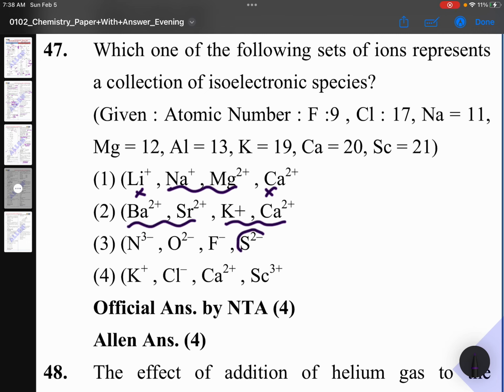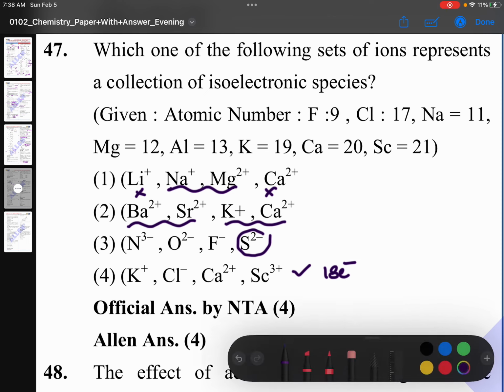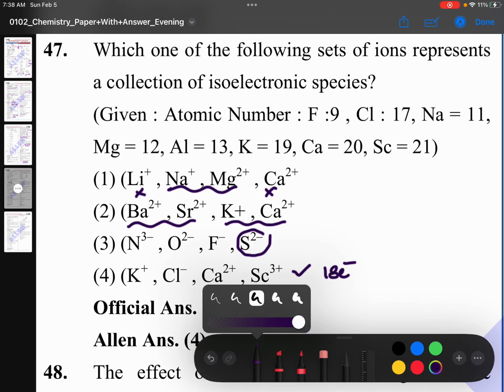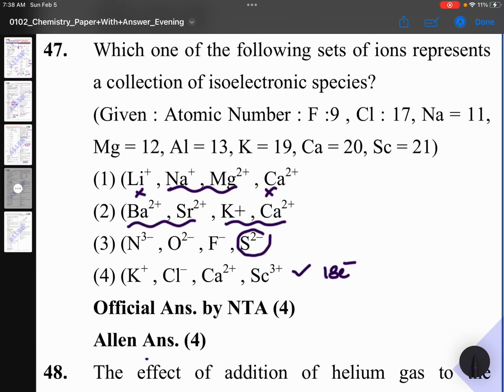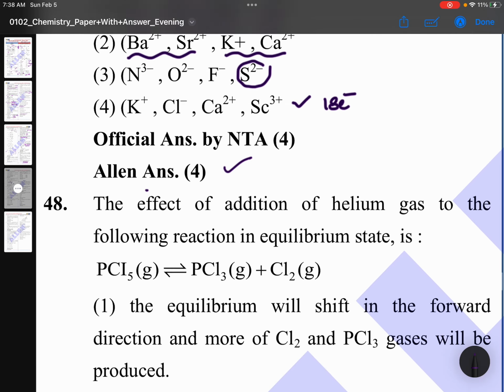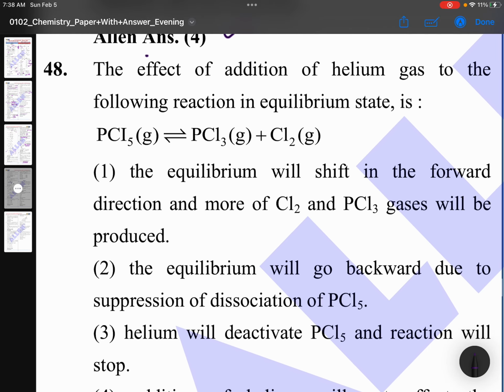This sulfur is odd here. All are with 18 electrons. So this is right. You can say this question is fine. Key is good, question is good, periodic properties, easy question. You need to select these kind of questions only.